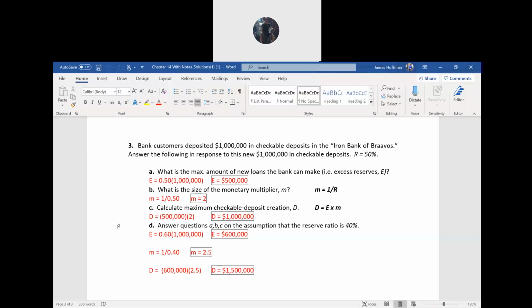Now how much money can be created with this final part of the example with the new reserve ratio? So deposit creation is just excess reserves times the monetary multiplier. So we now have 600,000 to lend out. The new monetary multiplier is 2.5, and so that gives us a money making potential of 1,500,000 or 1.5 million.